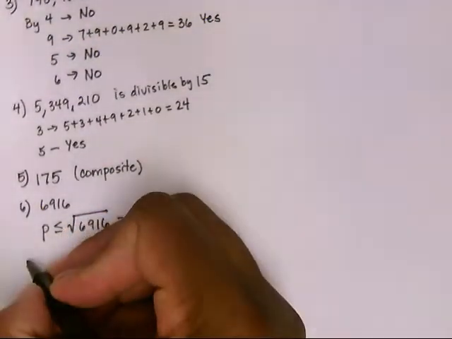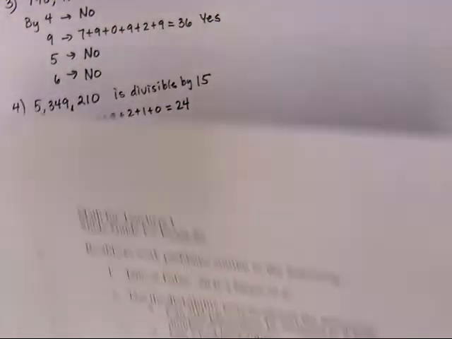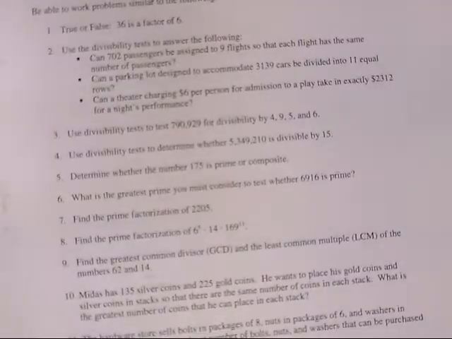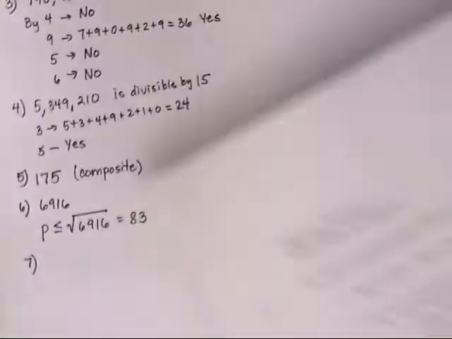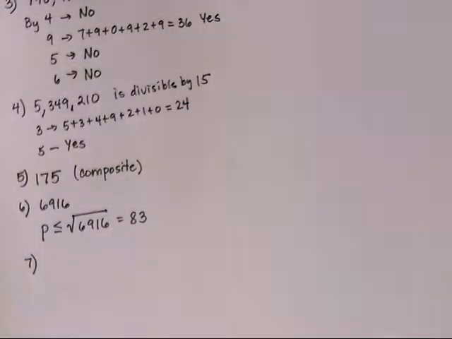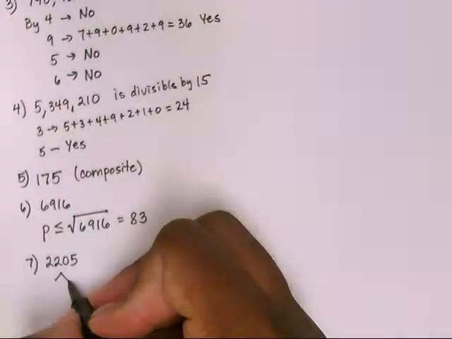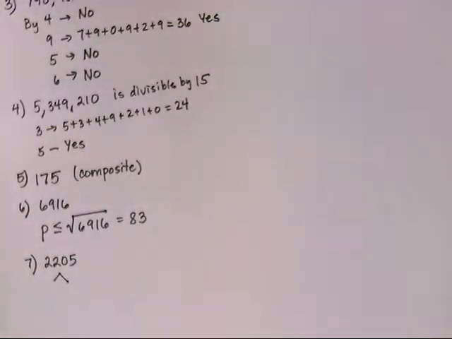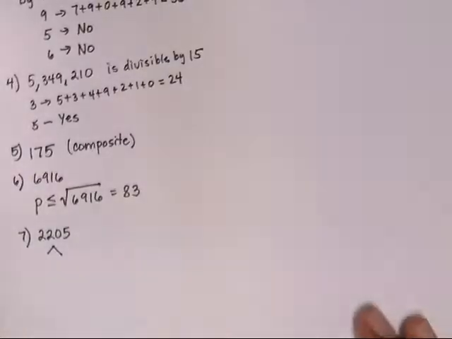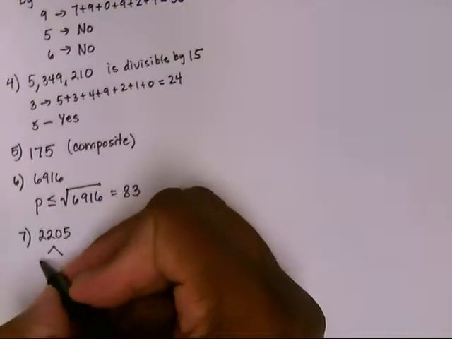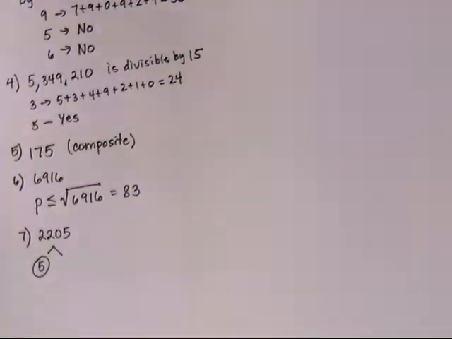Okay. Number 7. Find the prime factorization of 2,205. And I like to create a factor tree that's going to help me do the prime factorization. In this case here, I know 2,205 is divisible by 5, so I use 5. And divide 2,205 by 5, and that would give me 441.